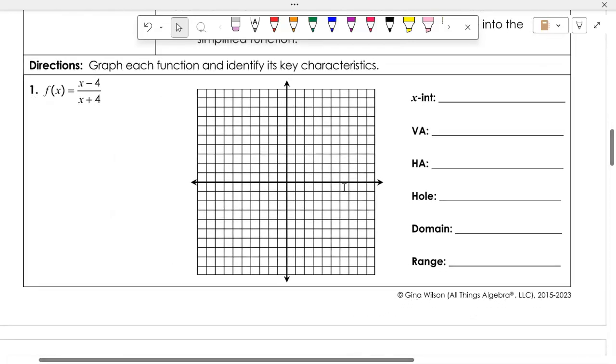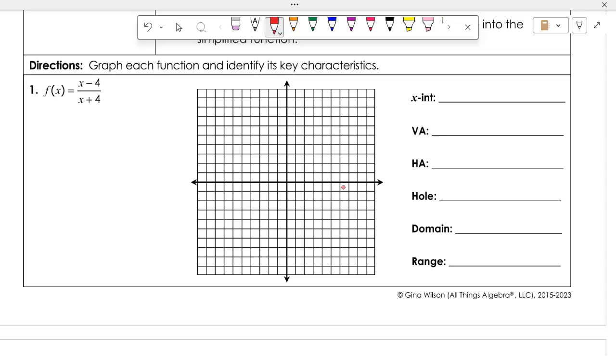So let's go ahead and do it. Right here, I have x minus 4 over x plus 4. First thing I've got to do is find all of these features, starting with my x-intercept. This is fully simplified already. It's already factored out. Nothing can be canceled. Don't try to cancel out those x's or those 4s. It doesn't work that way.